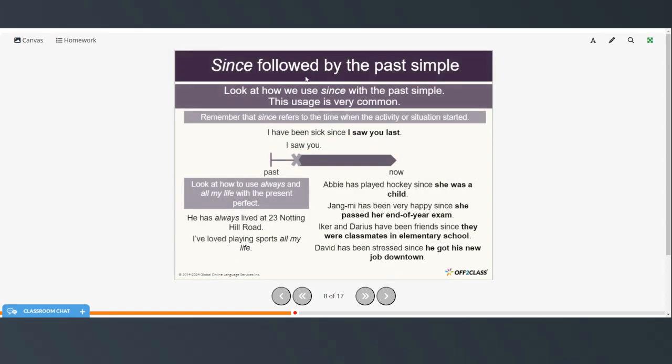All right, and then since followed by the past simple. So look at how we use since with the past simple, and this usage is very common. Remember that since refers to the time when the activity or situation started. I have been sick since I last saw you. So I saw you at some point in the past, and between that time and now, the person has been sick.